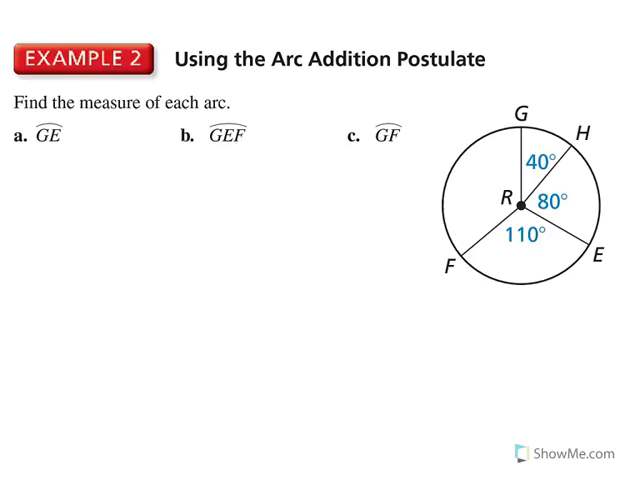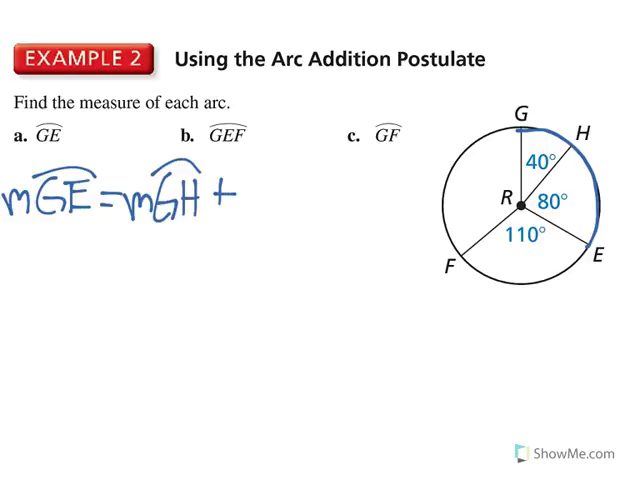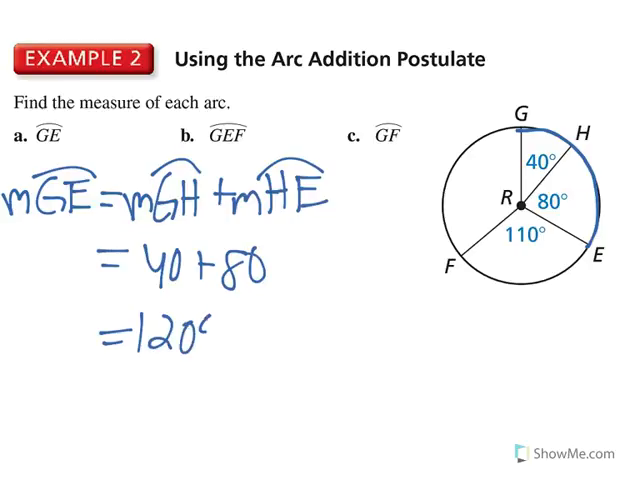So when we look at this problem, it says GE is the first arc to find. So the measure of GE is going to be equal to the two parts added up. Well, GE is this whole portion. So that means we would add the measure of GH plus the measure of HE. Okay, we would add the parts to get our whole. So if I add those up, GH is 40, HE is 80. 40 plus 80 gives me 120 degrees. So the measure of GE would be equal to 120.